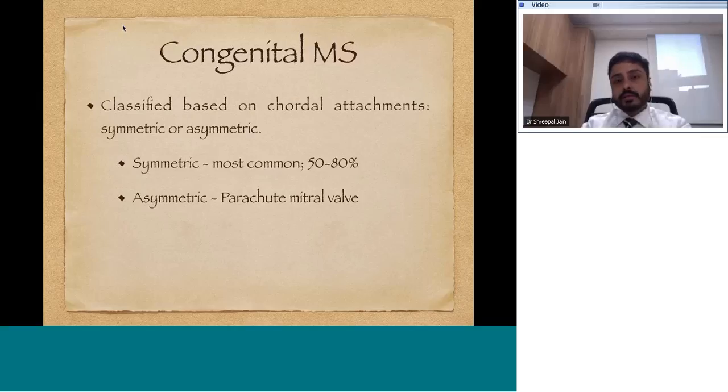For ease of classification, congenital mitral stenosis is divided into two types, symmetric or asymmetric. The predominant component for deciding whether it is symmetric or asymmetric is based on the chordal attachments. Of these two, symmetric mitral stenosis is the most common, accounting for nearly half to three-fourths of the cases of congenital mitral stenosis.